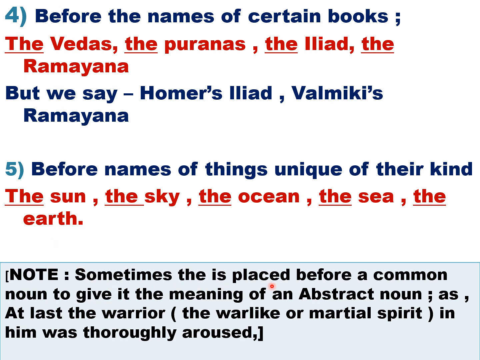Sometimes, the is placed before a common noun to give it the meaning of an abstract noun. An abstract noun denotes an idea or quality. Example, at last the warrior in him was thoroughly aroused. Here, the warrior gives the meaning of his martial spirit. So this is an abstract noun. Here we have to use the definite article the.